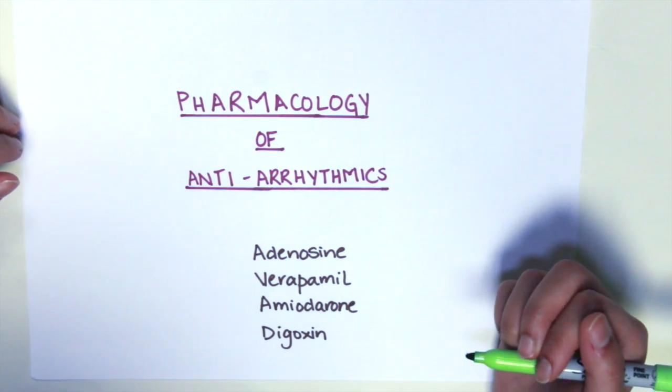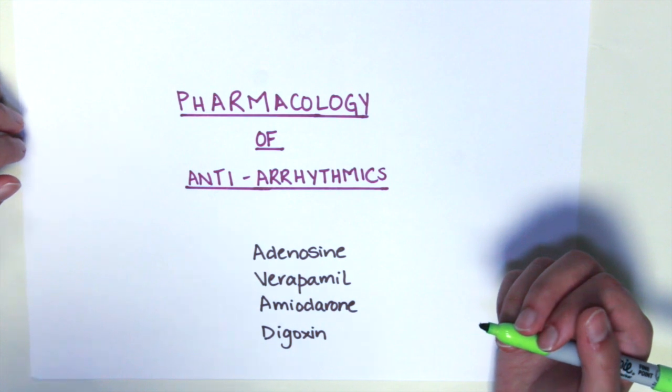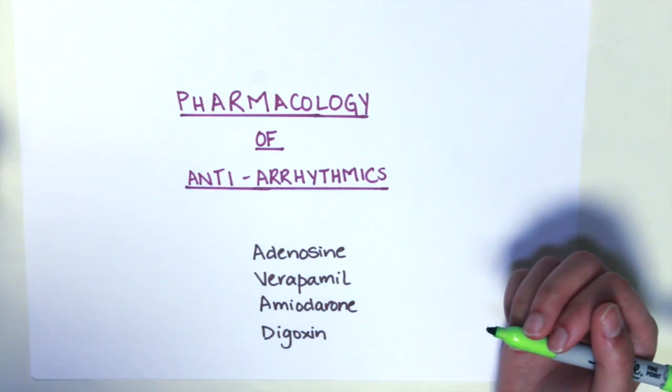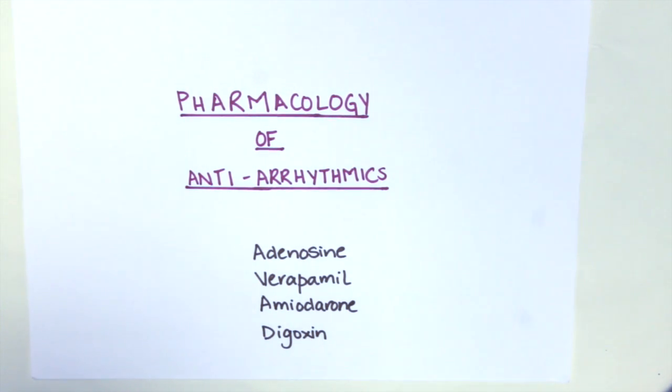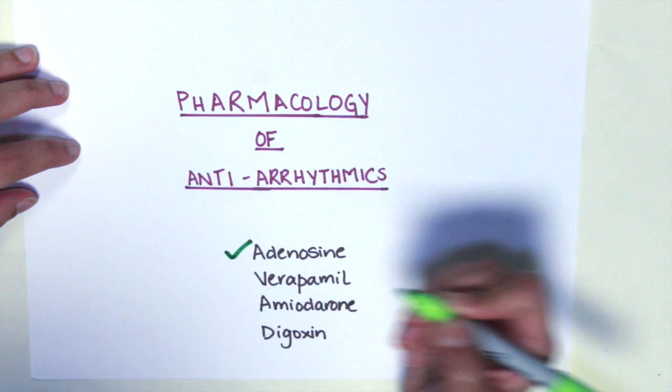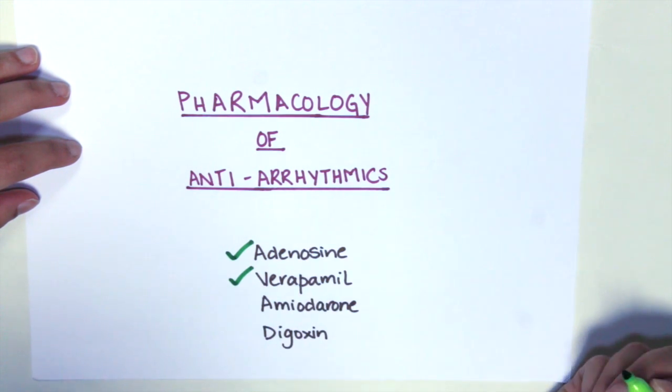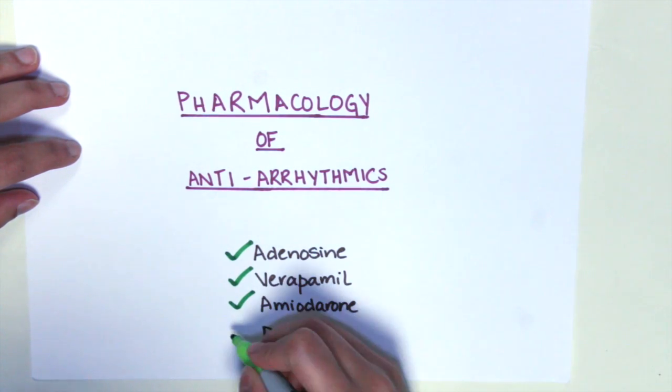Our main learning objectives for this video tutorial are to understand the mechanism of action of 4 antiarrhythmics and discuss their clinical use. So we're going to be looking at adenosine, verapamil, amiodarone, and digoxin.